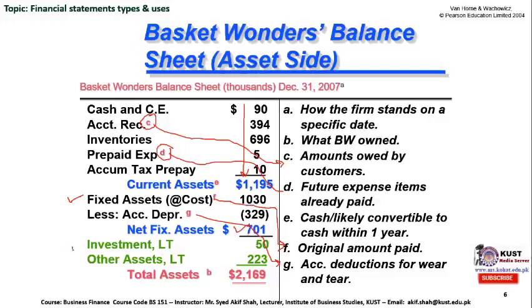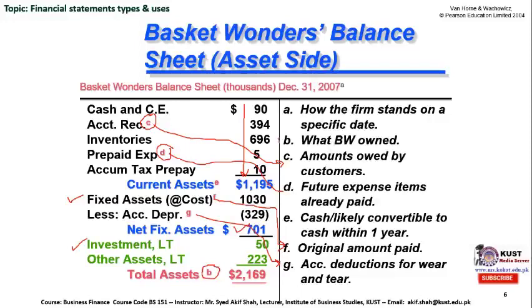Then this is our investment in long-term securities, like our company might have invested in the bonds and shares of another company, so those are known as long-term investments, which is 50,000, and other assets of a long-term nature, like the investment in property and land, etc., which is $223,000. So in total, company has 2,169, and the values are in thousands. So we can say that the company possesses $2.169 million worth of assets.